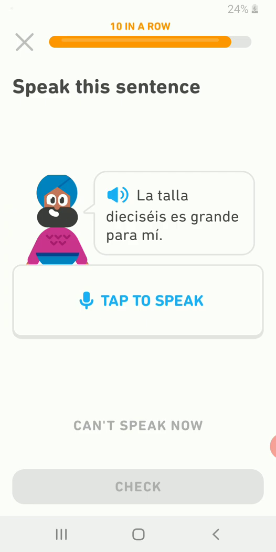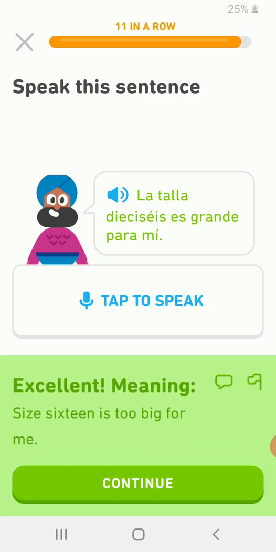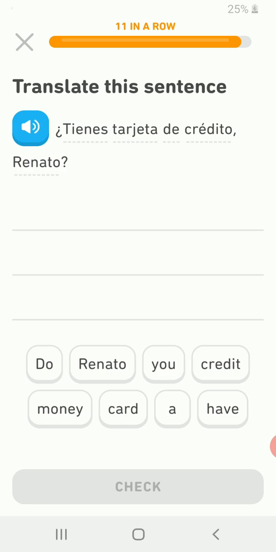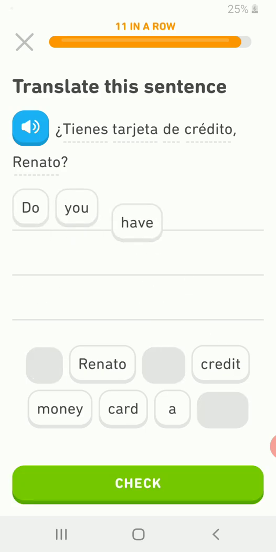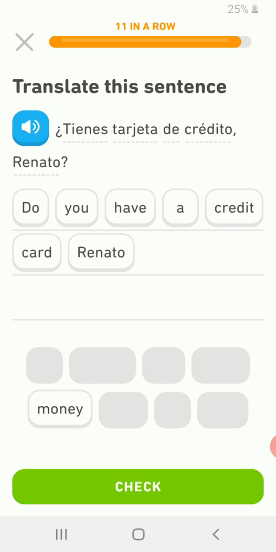So, la talla 16 es grande para mí. It's too big for me, the size 16. Size 16 is too big for me. ¿Tienes tarjeta de crédito, Renato? This is where I flawed. I got an error, a mistake. So, do you have a credit card, Renato?